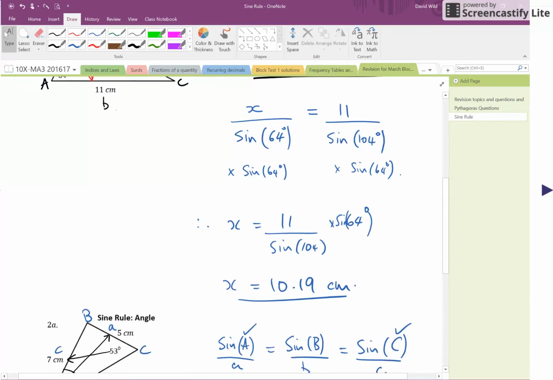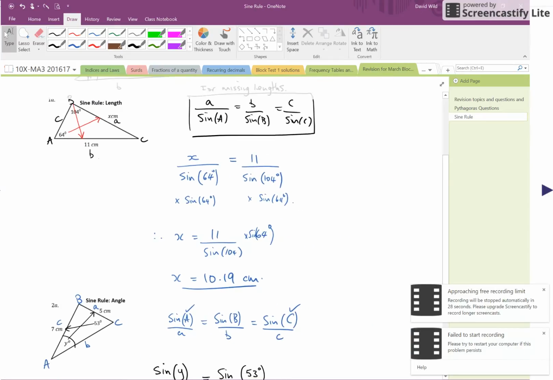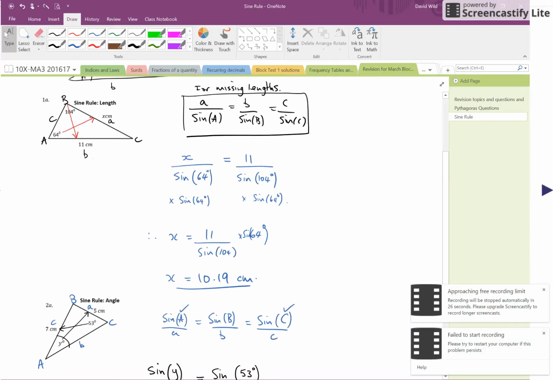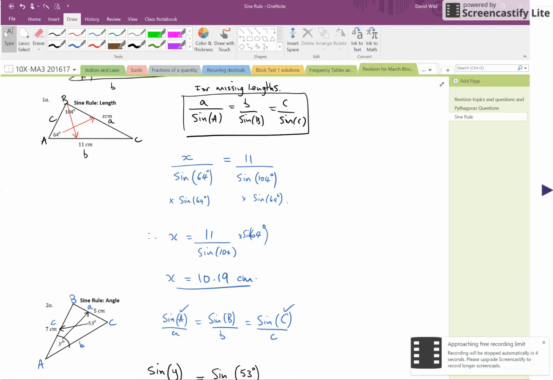That's the sine rule. Now, let's just have a quick discussion about when you might use the sine rule. You use the sine rule when you know at least one pair of a side and its opposite angle. Remember that you need to know at least one pair of a side and its opposite angle in order to use the sine rule. If not, cosine rule.